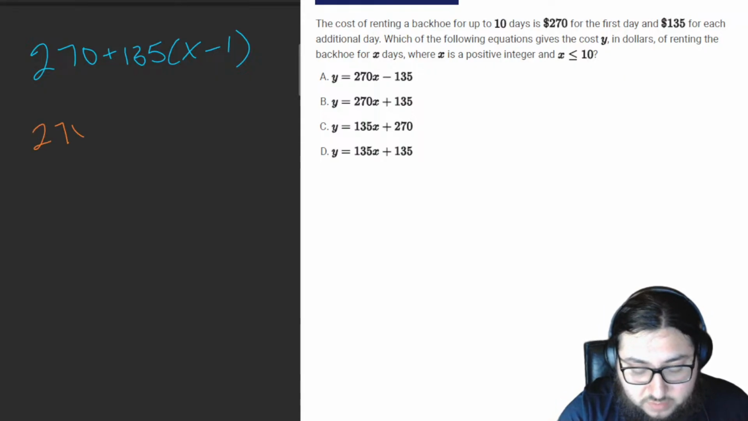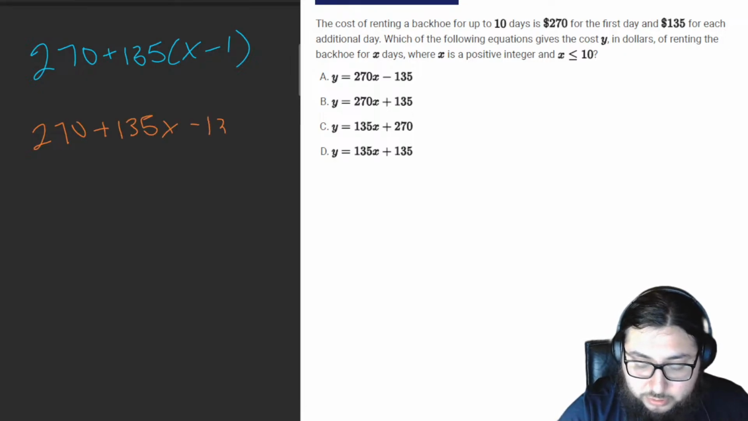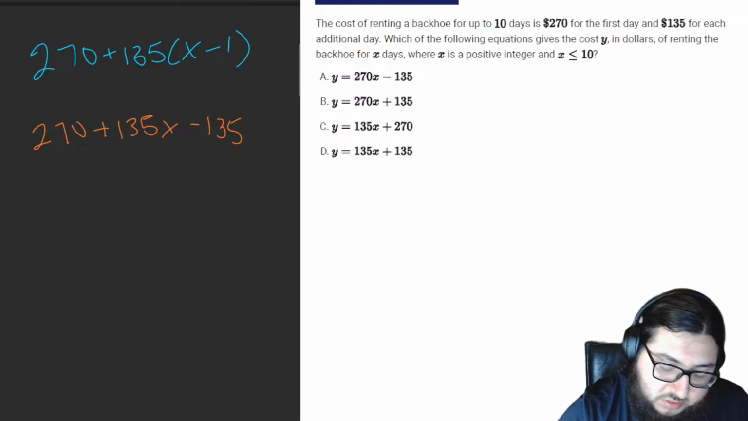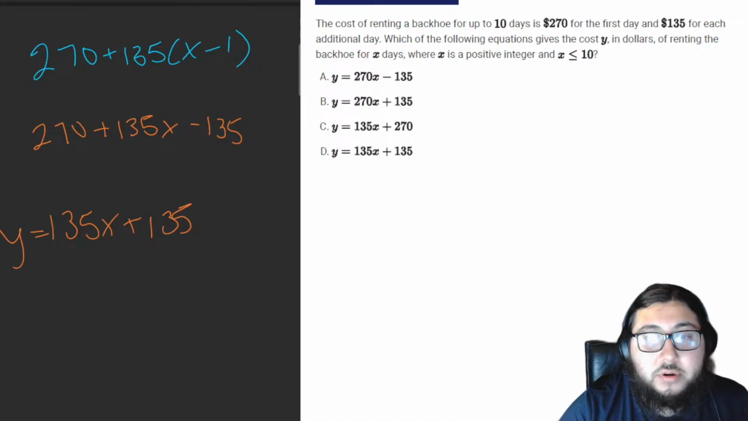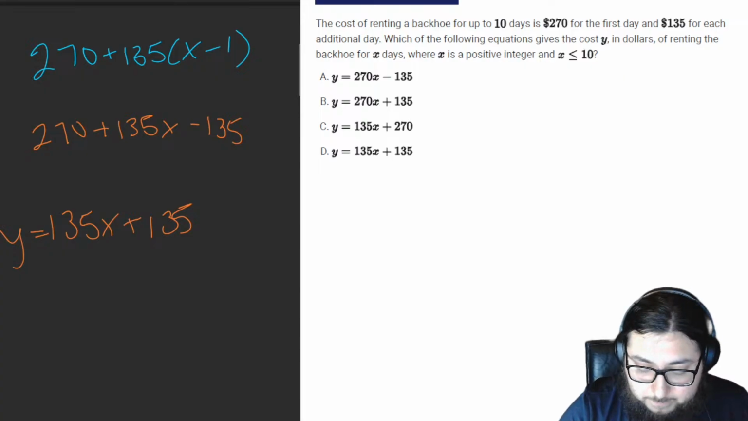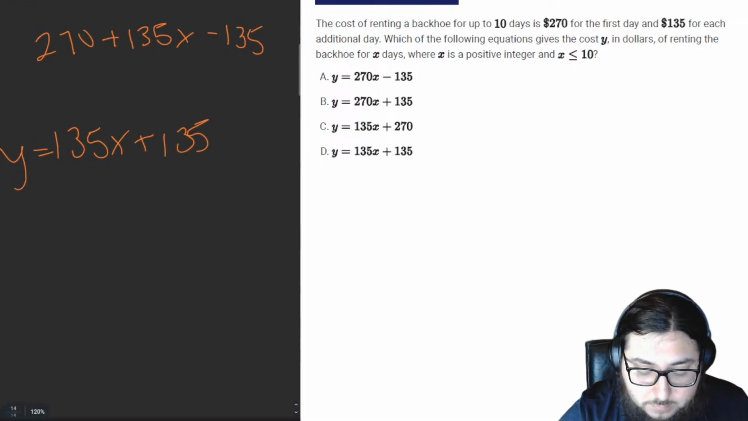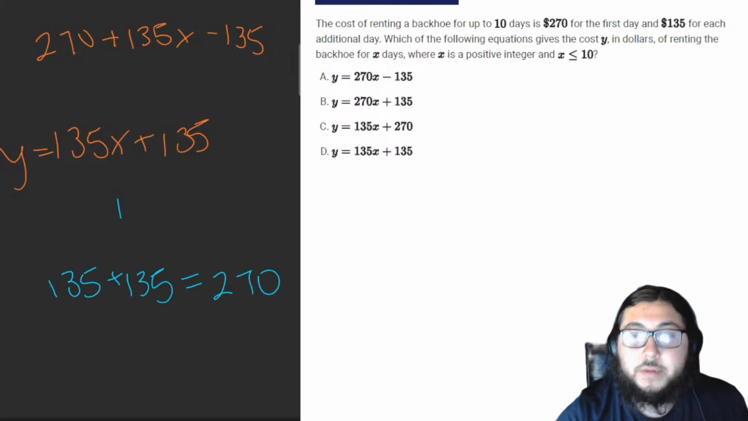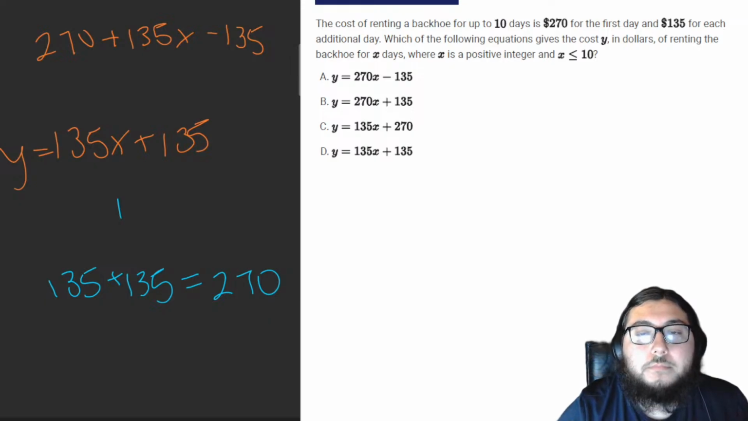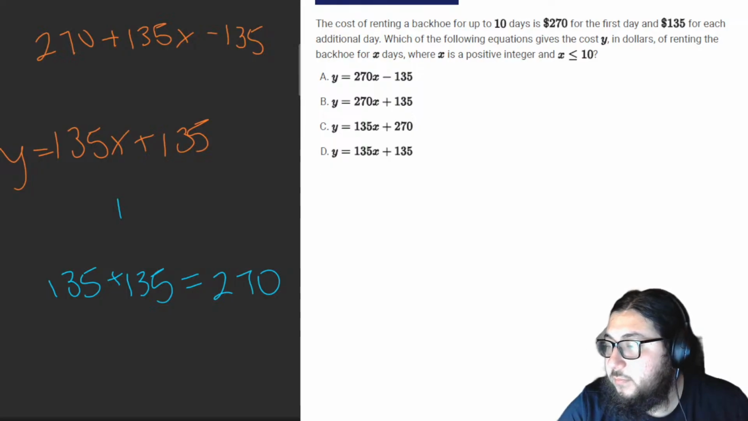So we have 270 plus 135x minus 135. Combining like terms gives us 135x plus 135. So y is equal to 135x plus 135. If we test this, we can see that if we substitute 1, we get 135 plus 135, which is equal to 270, as we expect. So D would be your correct answer choice.